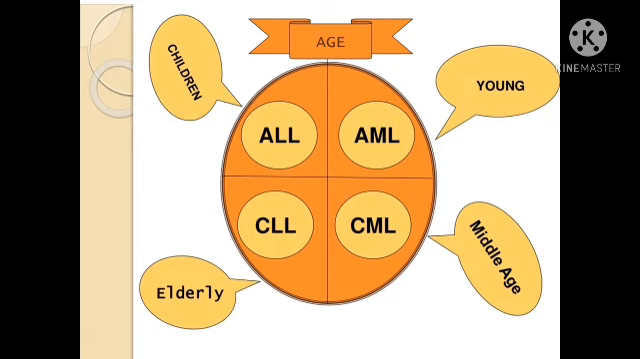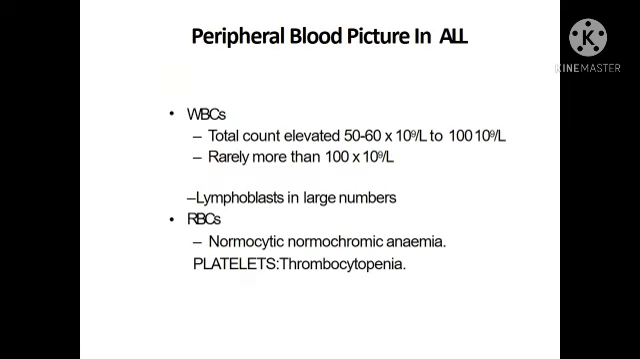So based on the age of presentation, we can see that acute lymphoblastic leukemia is seen commonly in children. AML is seen in young patients. CML is seen in middle-aged people. CLL is seen in elderly people.